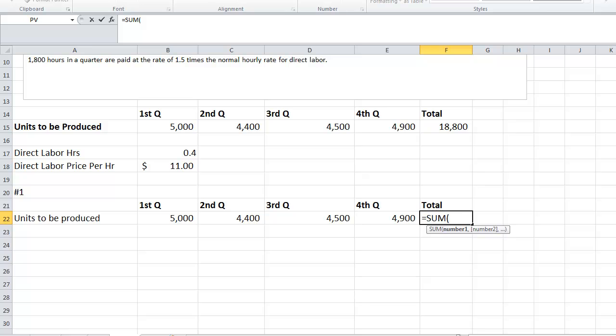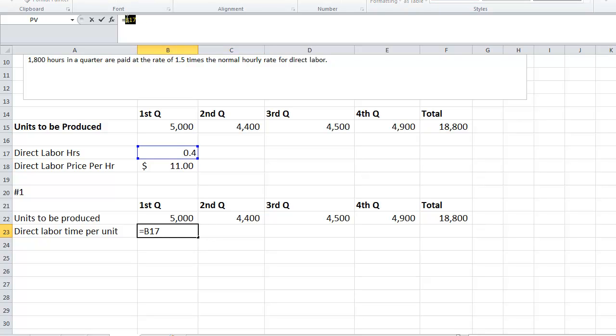Then we have the total. We just add all of these units up. Okay. Then direct labor time per unit. And this is 0.4 hours. And in order to make this remain the same, because I'm going to use the 0.4 across the whole board, I just hit F4. Then I drag this across.